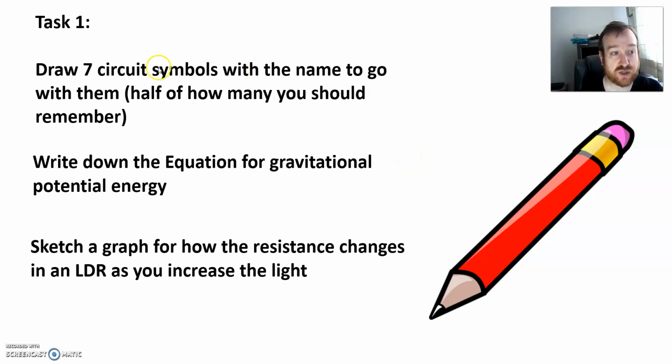Okay, so 7 symbols, write the equation of gravitational potential energy, and draw that sketch graph. So pause the video here. Excellent. Hope you've now done those 3 things.